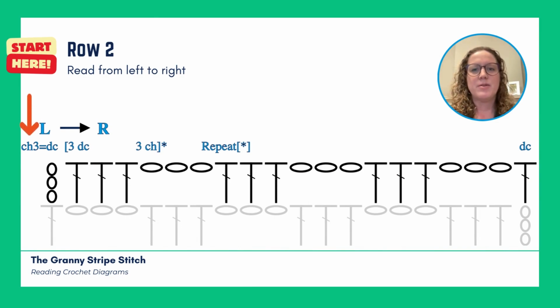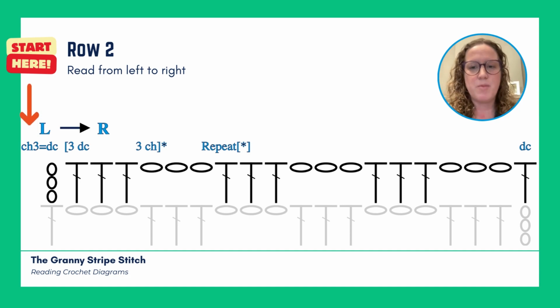So now we'll start similar to what we did on row 1. You'll start with a chain of 3. That's going to count as a stitch, and that'll get you to the correct height for the rest of the row. And then you'll follow the pattern repeat through row 2. The pattern repeat, you're going to start with a double crochet in the chain 3 space of the row below, and then you're going to create 2 more double crochets.